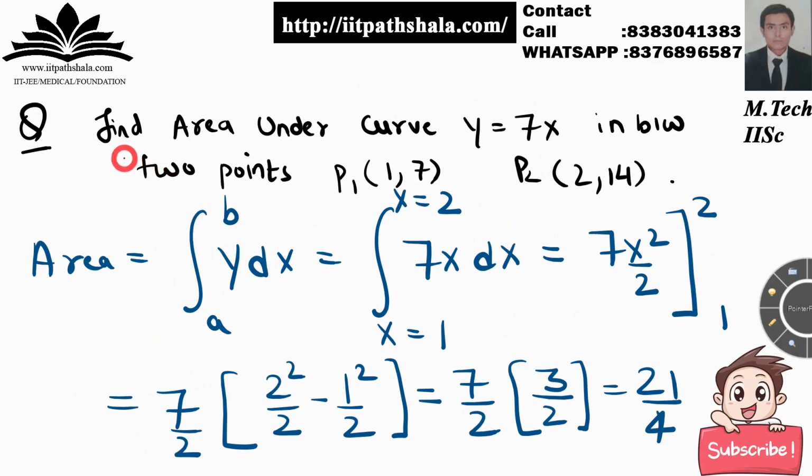Let us solve this problem to clarify our doubts and to apply whatever we have studied of area under the curve. So here you have to find the area under the particular curve y equal to 7x between the 2 points P1 (1, 7) and P2 (2, 14). Here, 1 represents your x coordinate and 7 represents your y coordinate. So this is x1, y1, and P2 represents your x2 and y2. So you can write your area as the integral of y dx with limits from a to b, as you can see over here. y is represented as 7x.